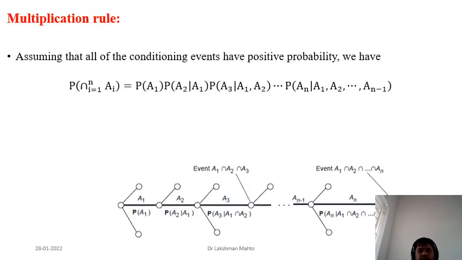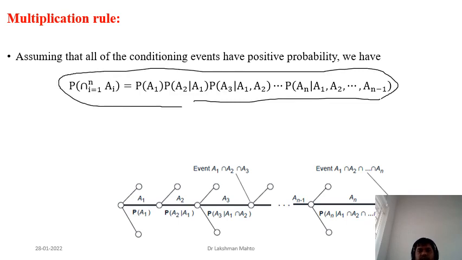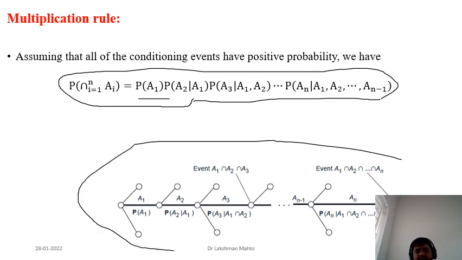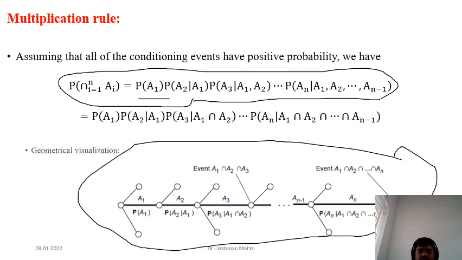So what would be the probability of A? It would be the probability of A1 times the probability of A2 given A1 times the probability of A3 given A1 A2, and likewise. So it is just a generalization of the multiplication rule that follows from the definition of conditional probability. It is a generalization for however many events we take together. And if you try to visualize it graphically, this is the graphical visualization of the multiplication rule for the general case. Okay.